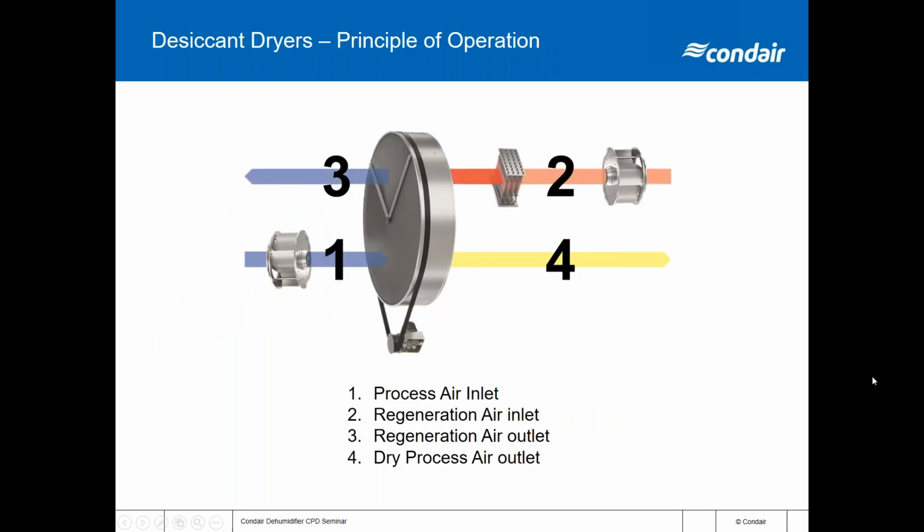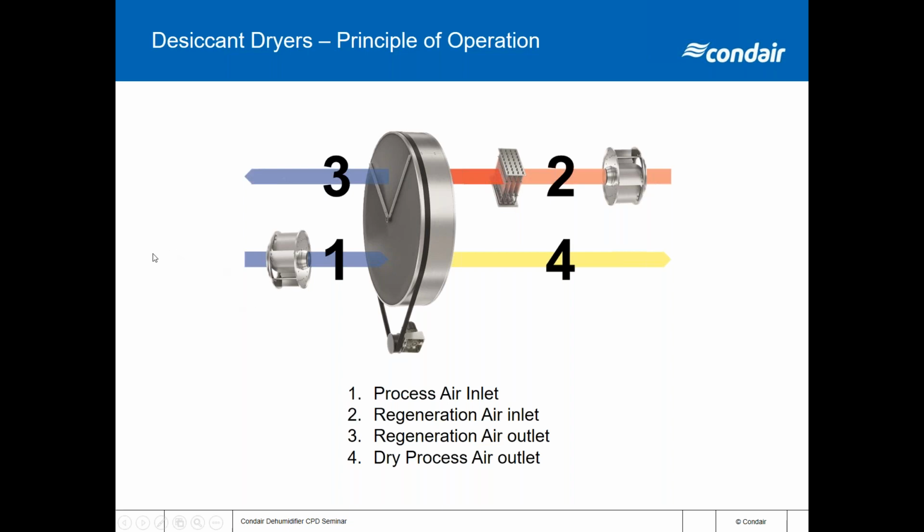The next type of dehumidifier that we're going to look at is a desiccant dryer. Now, this is a completely different technology. We don't have any direct expansion refrigeration systems. There's no hot coil, cold coils, nothing like that. Here we're doing something completely different. So let me just go through the diagram.